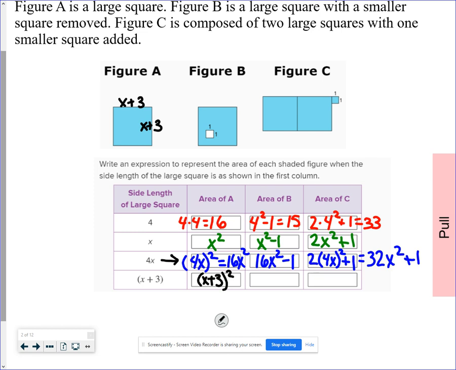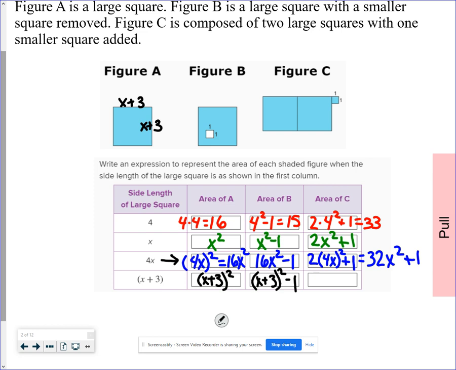By now, hopefully you're seeing the pattern for area of B. It's just going to be that same thing, minus 1, right? So I would have x plus 3, quantity squared. Quantity just means the whole thing is in parentheses. And I'm going to take away that 1 extra square.